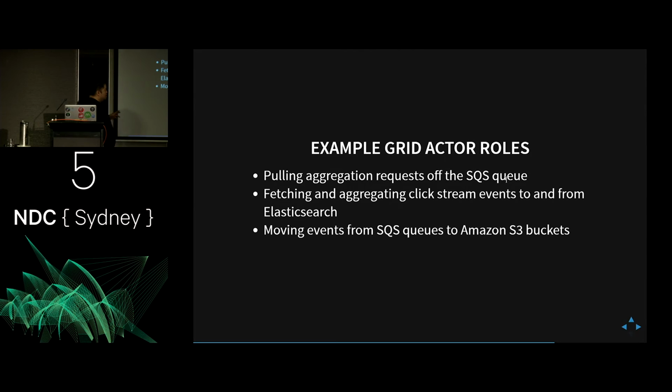There's a few things that we did. For pulling aggregation requests off the queue, we had one actor that did it, and then it would forward it to all the other actors that would process it. We also had another actor that would just fetch the snapshot for a particular property and all the clickstream events that occurred during that day, and then do the calculation, and then we just dispose of the actor naturally. And the other thing to keep in mind is that when we moved events from SQS to S3 buckets, we also had actors for that as well.